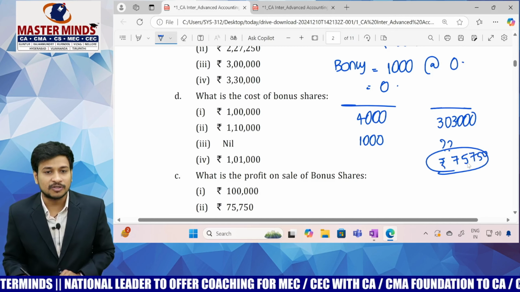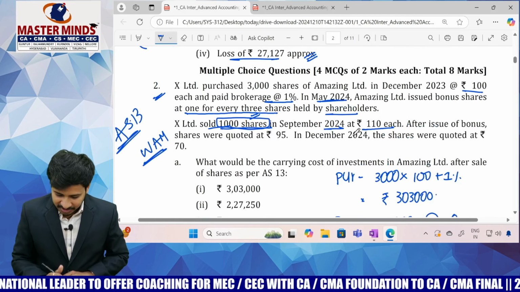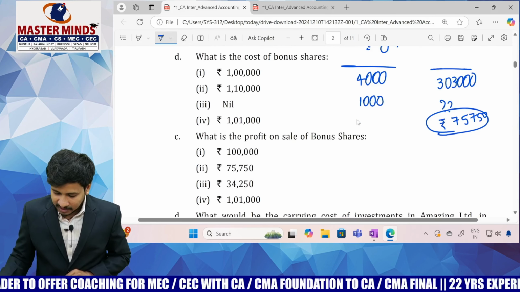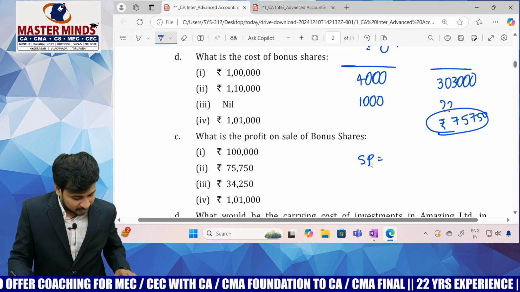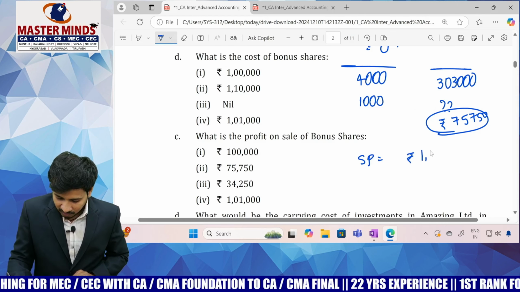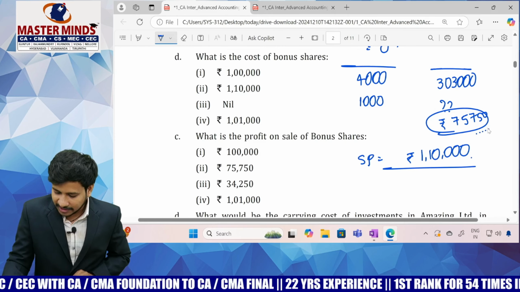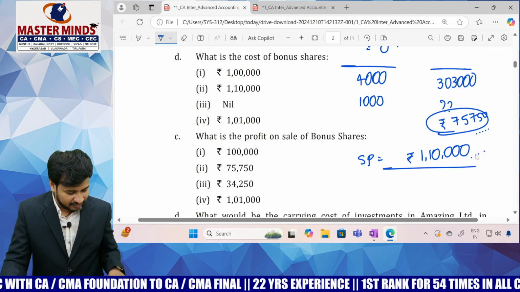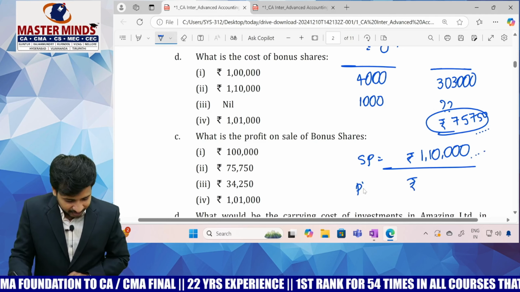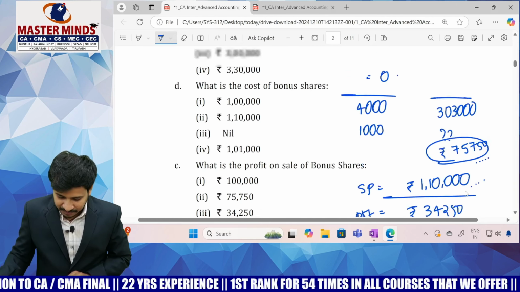This is your cost of the shares which were sold. And at what price? Let me check. At 110 each. So the selling price is equal to 1000 into 110, which comes to rupees 1,10,000. So 1,10,000 is sold at a cost of 75,750. So automatically you are going to get a profit of rupees 34,250. Let me go back.